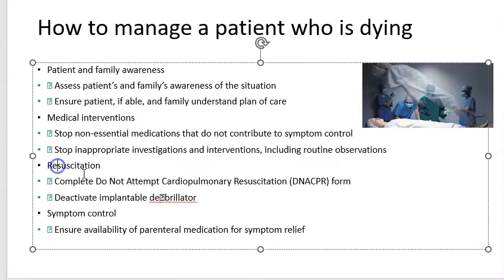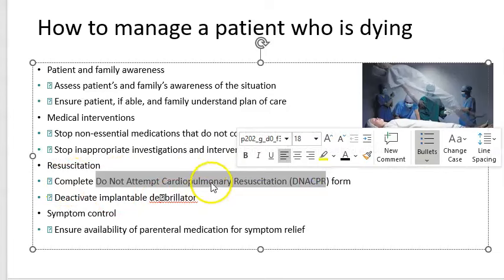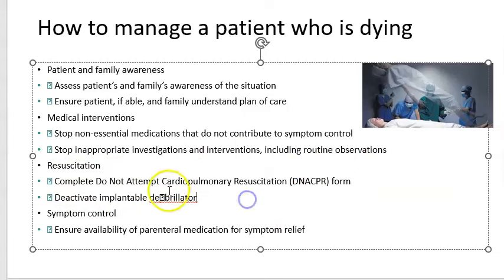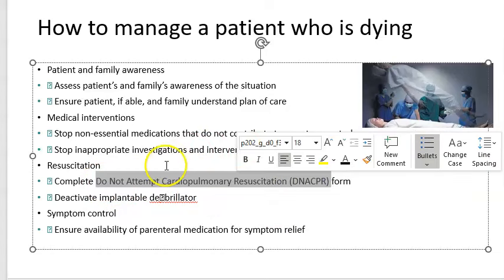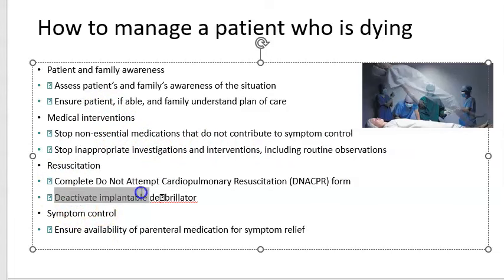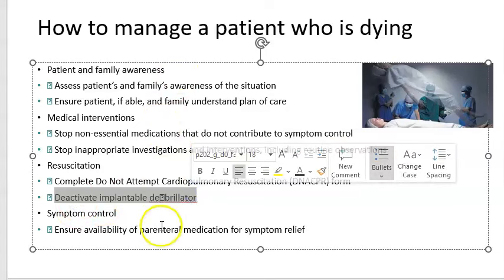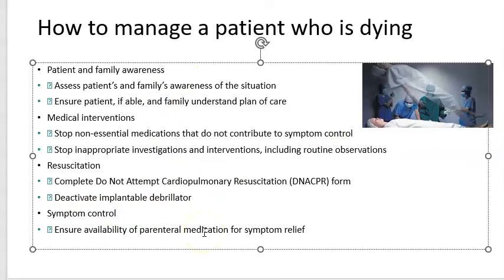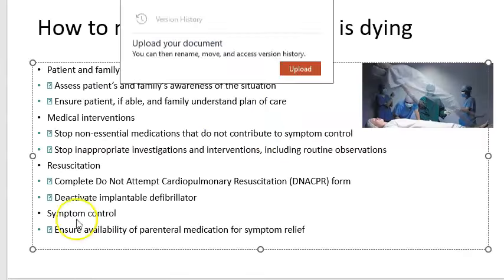Then coming to resuscitation, you will ask if they want a do not attempt cardiopulmonary resuscitation form. So do you want that, or do you want us to do CPR, right? So basically you explain that the patient is going to die and what the situation is if you do CPR. You'll have to deactivate the implantable defibrillator. This is a textbook that is telling you to do this, but you should know when to do it and how to do it.